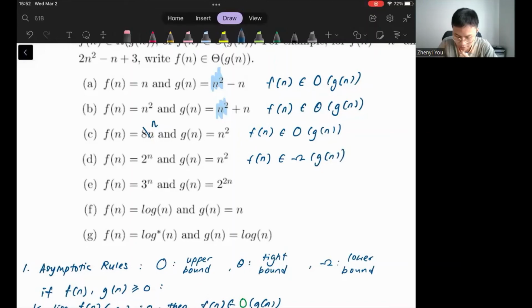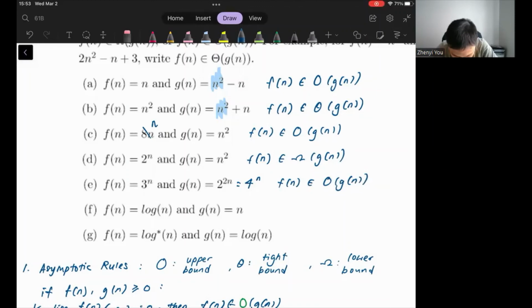Okay, for part E, if we look at g of n first, we see that we can expand the power out to be 4 to the power of n, right? So when you compare these two exponential terms, we see that g of n definitely grows faster than f of n because its base is larger. So this translates into a big O bound.